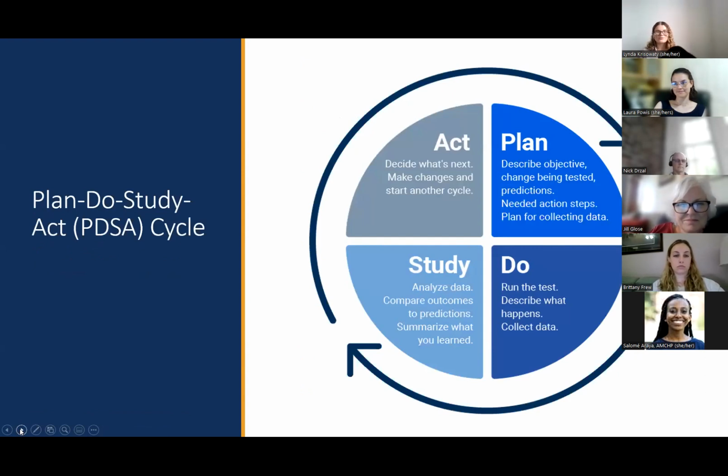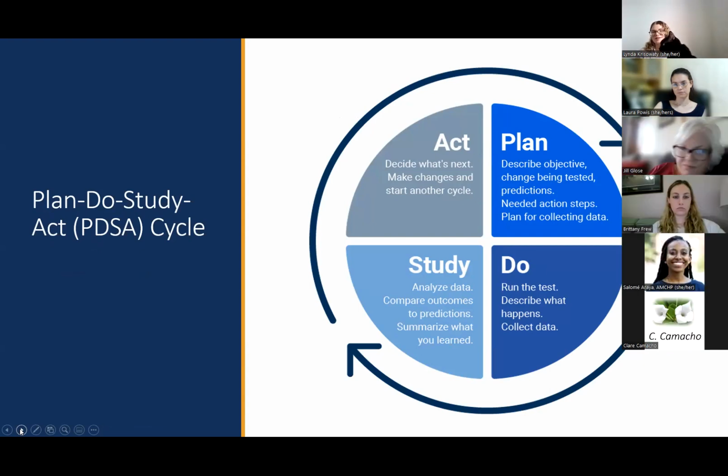So just wanted to recognize that many of you might be familiar with PDSA cycles. So in the chat, I just wanted to see if you could share if you've used a PDSA cycle before and how you might have used this. So again, if you have used PDSA cycles before, if you want to put that in the chat, I'm just curious to see how familiar everyone is with these.